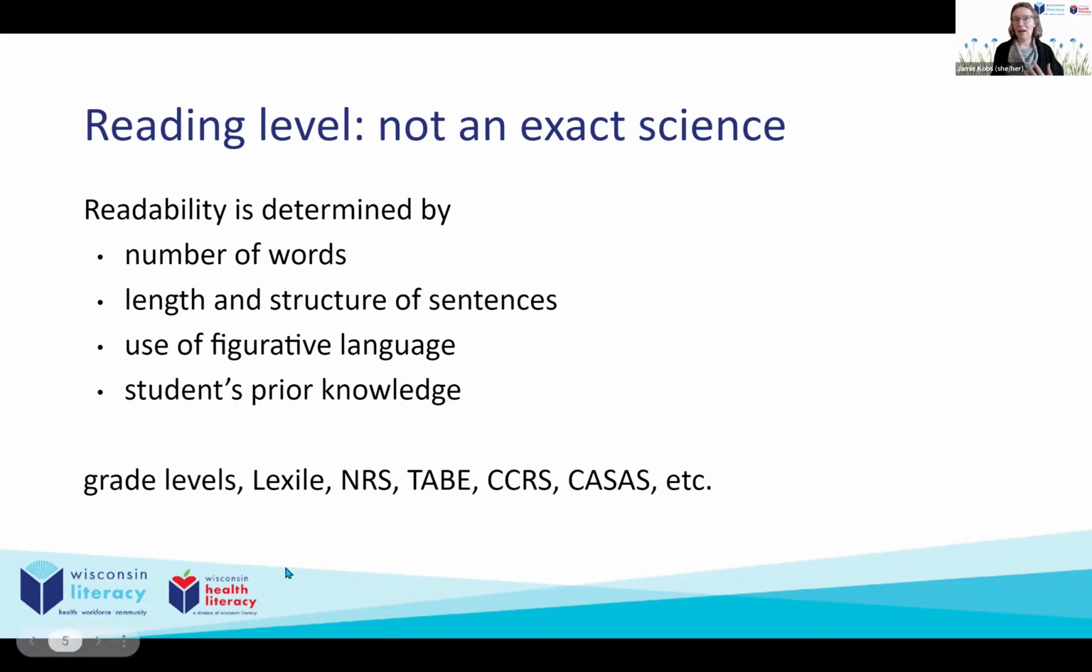Also, as people who work in adult education, we don't often use grade level as our reading level. So you might be more familiar with Lexile or NRS reading levels, or TABE, or college and career readiness standards, or CASAS. But you just need to know that ChatGPT might not be familiar with that lingo. So we do have to be a little bit flexible in the reading level that we're asking for.